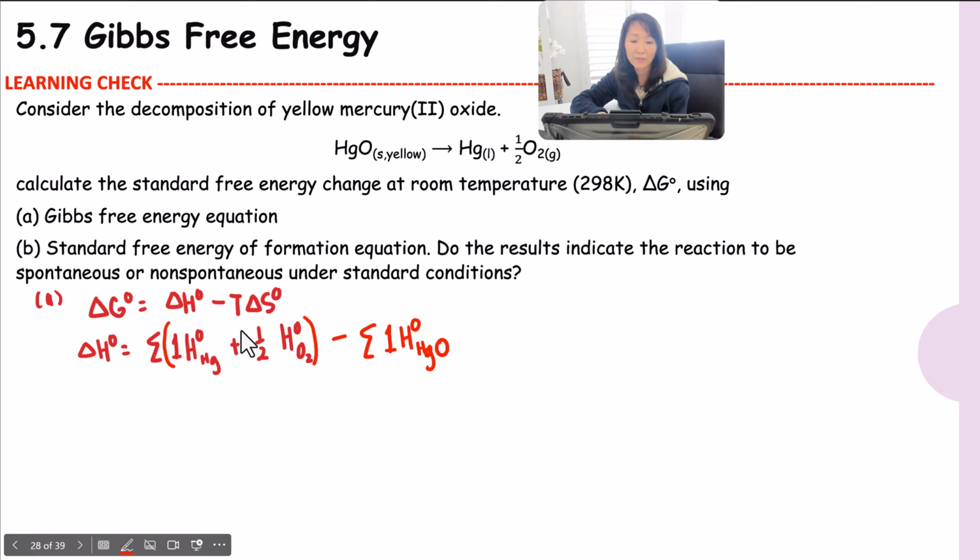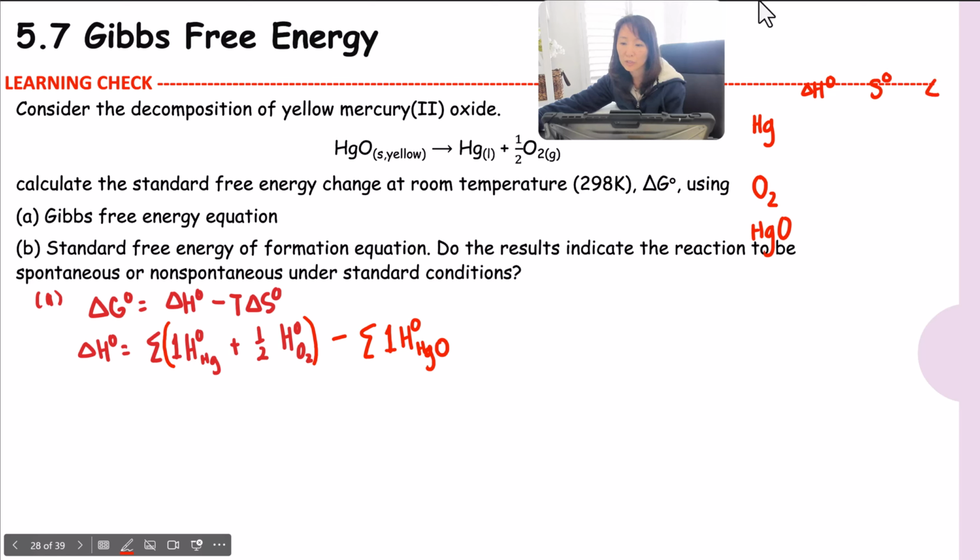Now we need to find the values of these, and that will be in your reference sheet. So go to your reference sheet and find those values, because hunting for those values is going to take quite some time. I recommend a table on the side to find out what those values are. For example, you're going to need something for mercury, oxygen, and mercury(II) oxide. You'll need the value for delta H naught and also entropy at this point.